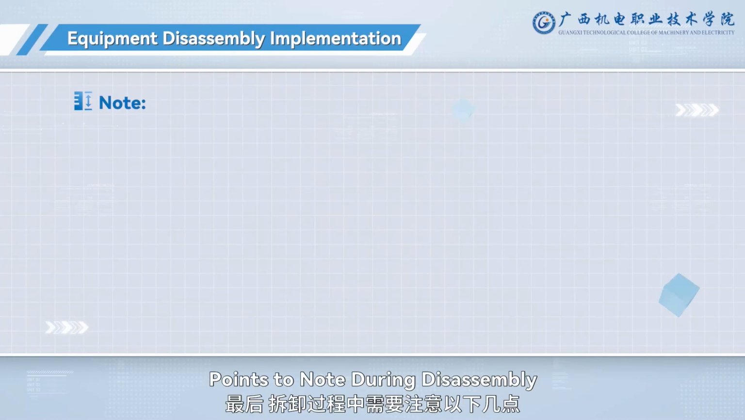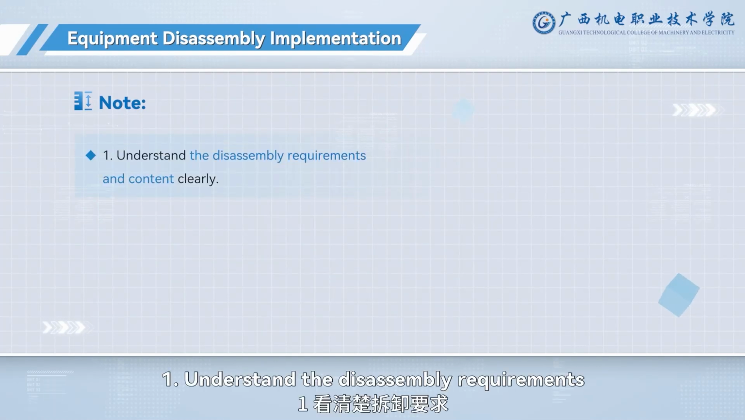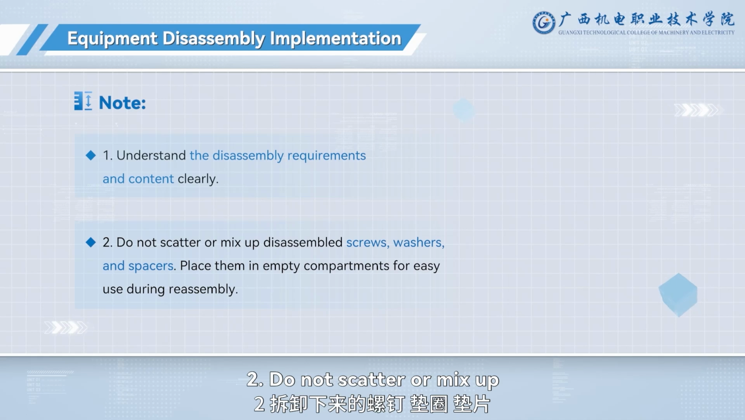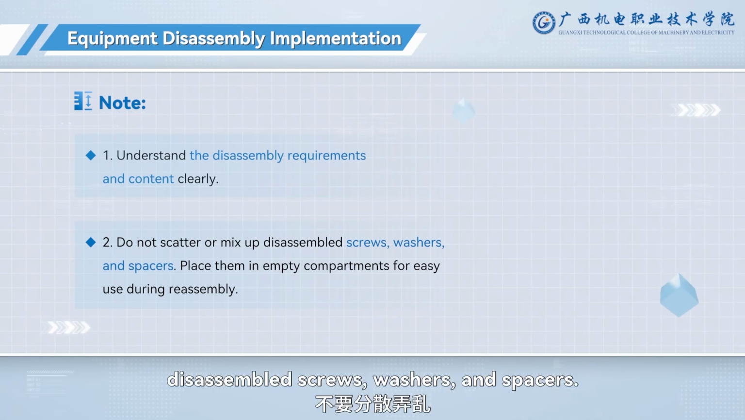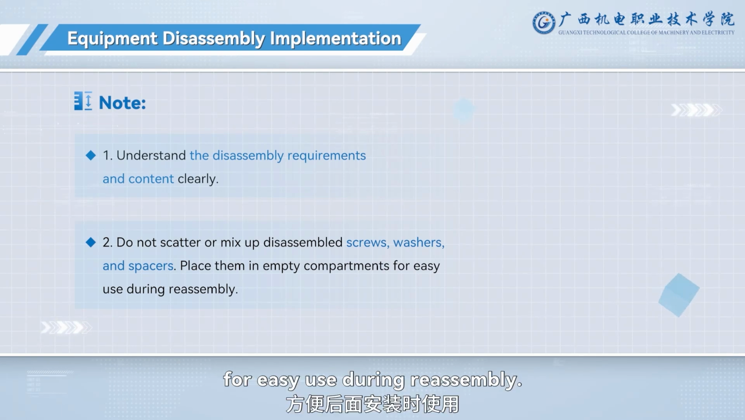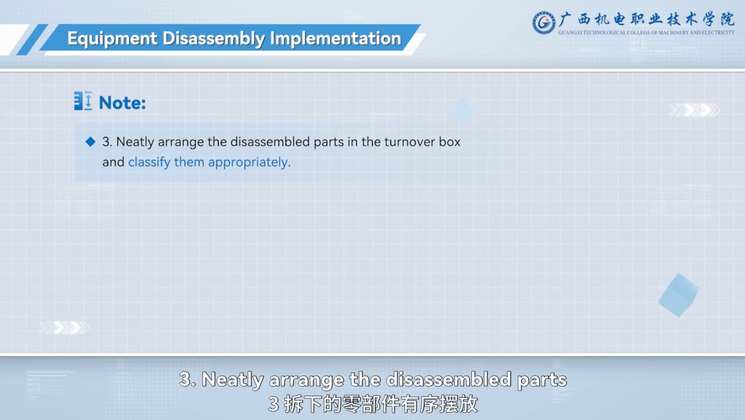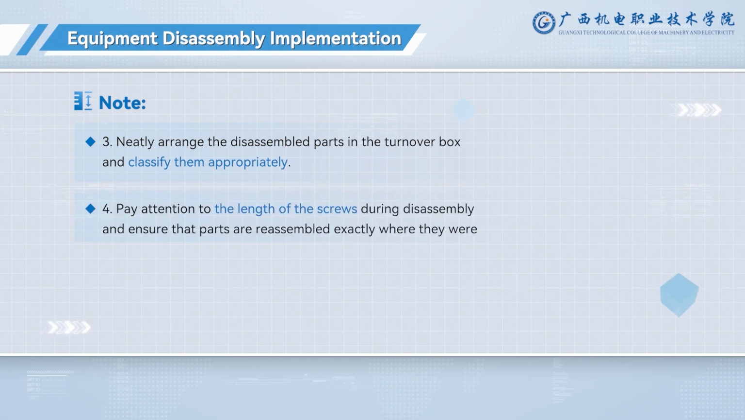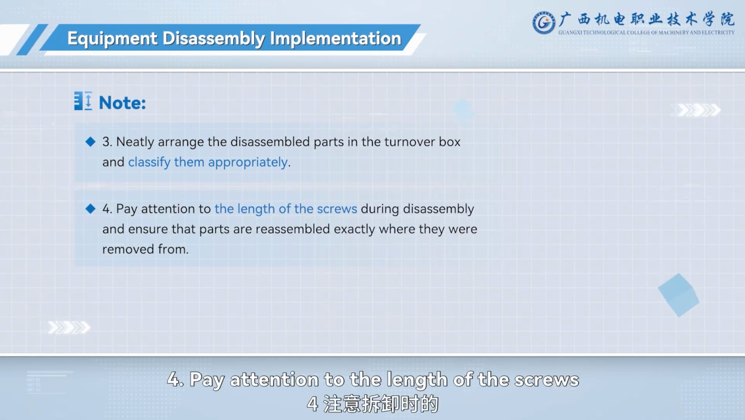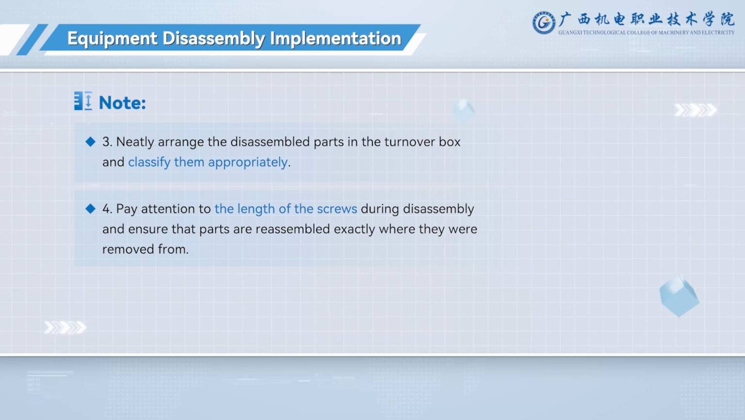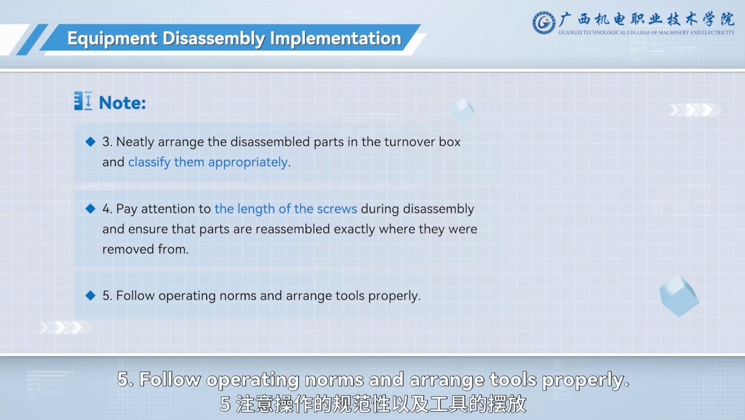Points to note during disassembly. 1. Understand the disassembly requirements and content clearly. 2. Do not scatter or mix up disassembled screws, washers, and spacers. Place them in empty compartments for easy use during reassembly. 3. Neatly arrange the disassembled parts in the turnover box and classify them appropriately. 4. Pay attention to the length of the screws during disassembly and ensure that parts are reassembled exactly where they were removed from. 5. Follow operating norms and arrange tools properly.